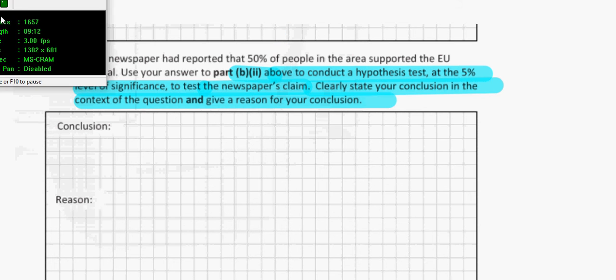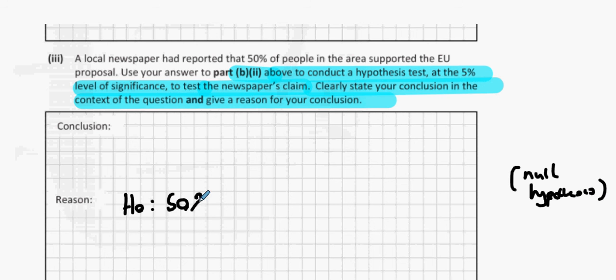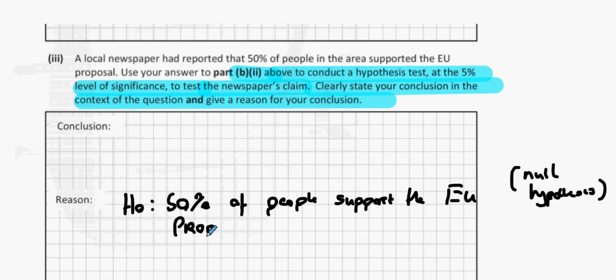So, what you do is this. H0 is what's called the null hypothesis. And the null hypothesis is always nothing has changed. So the null hypothesis is 50% of people support the EU proposal. Is that okay? So this is what's called hypothesis testing.